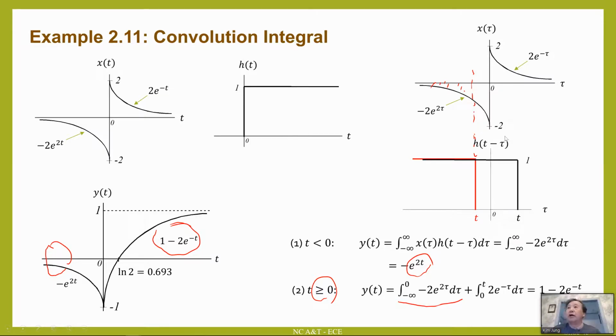No, negative infinity up to this point. Up to t, right? Up to this point. This overlap area is only this side. To the right of t, there is no overlap, because this guy is a 0, and 0 times something will be 0. So no overlap. Only the integration range is from minus infinity to 0.